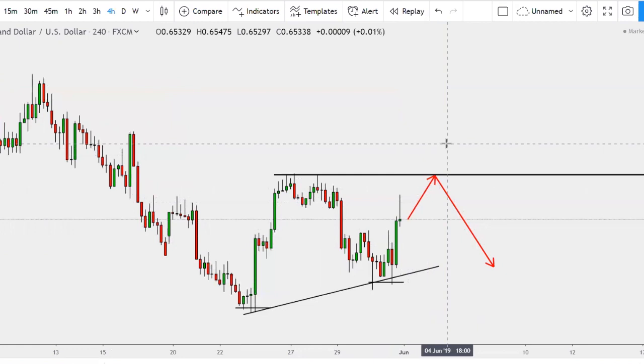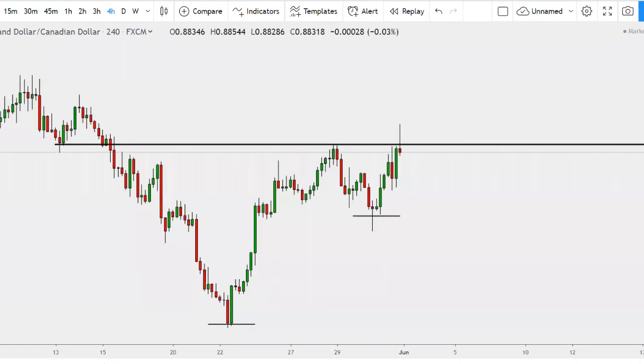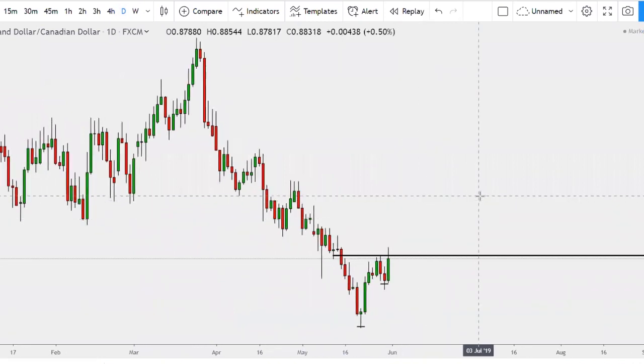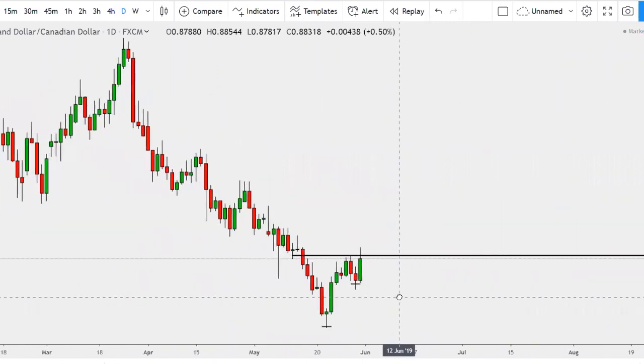For now, that's New Zealand USD, and we'll move over to our second pair. Second pair that we'll be looking at today is New Zealand dollar CAD. Now, looking at the structure on the daily time frame, as you can clearly see, it's pretty similar to the New Zealand dollar USD. Now, again, what I'll be looking for is this potential reversal in this market.